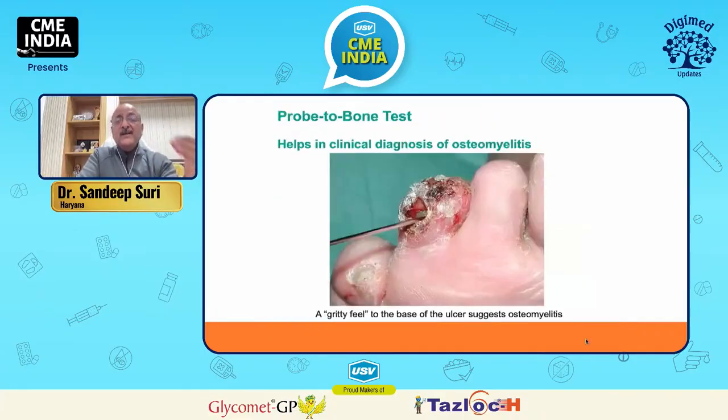But importantly, this is one test which is a very excellent bedside tool, highly sensitive and very specific for underlying osteomyelitis. This is the probe to bone test. If there is a gritty feeling at the sterilized probe, along the margins of the ulcer or in the center of the ulcer, if you slowly maneuver it and touch the bone, it is nearly 95 to 100% indicative of osteomyelitis.